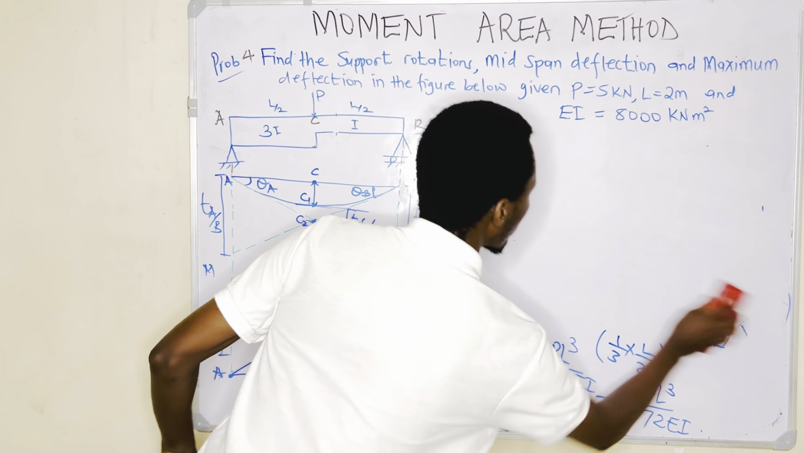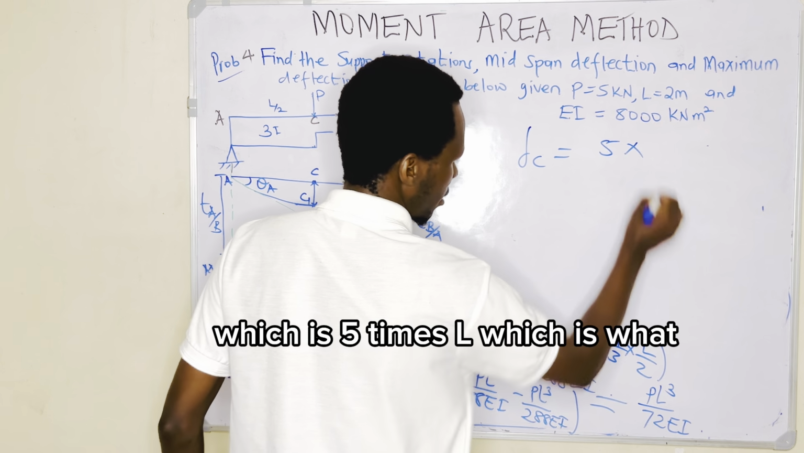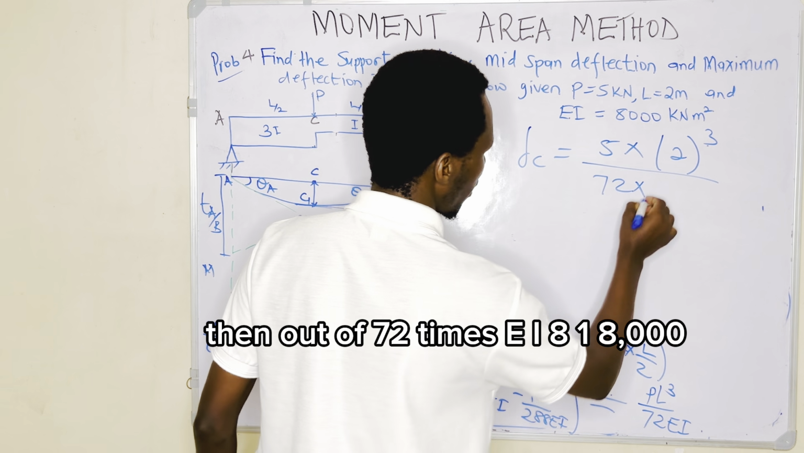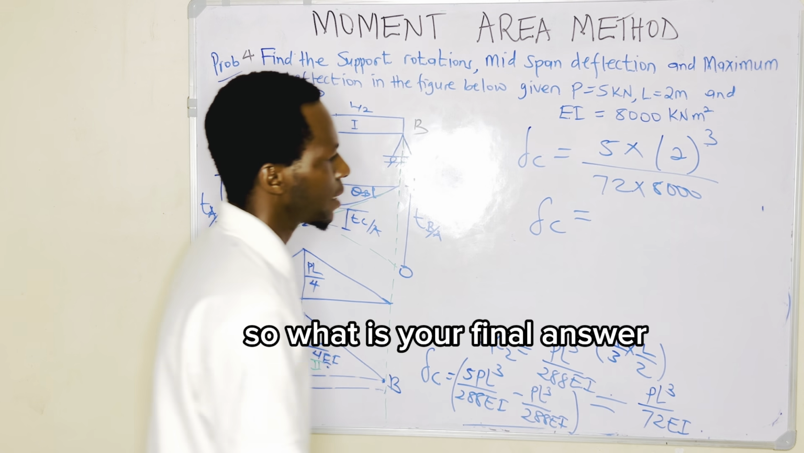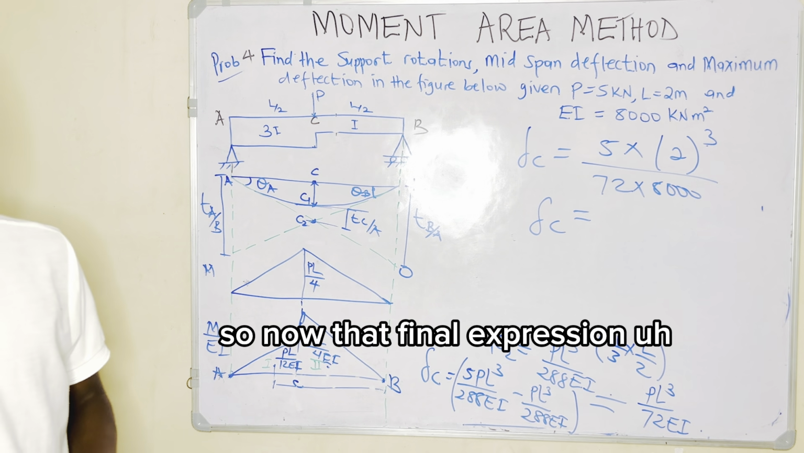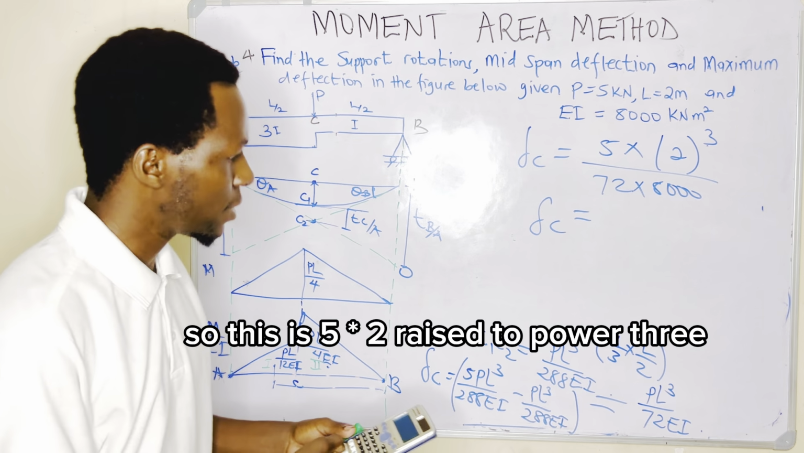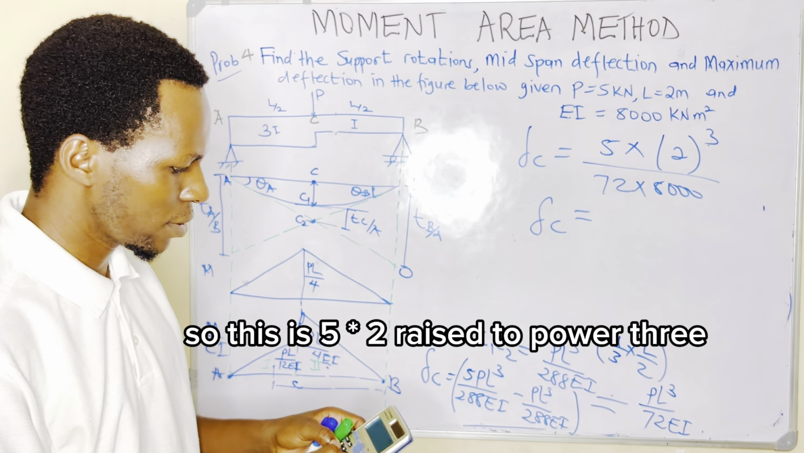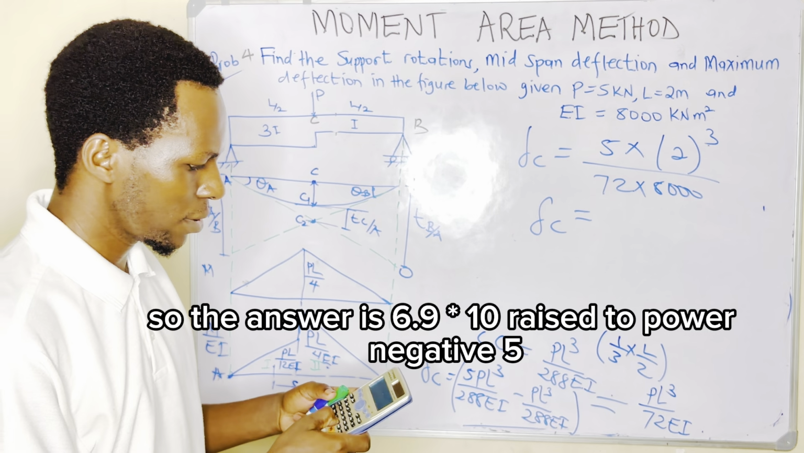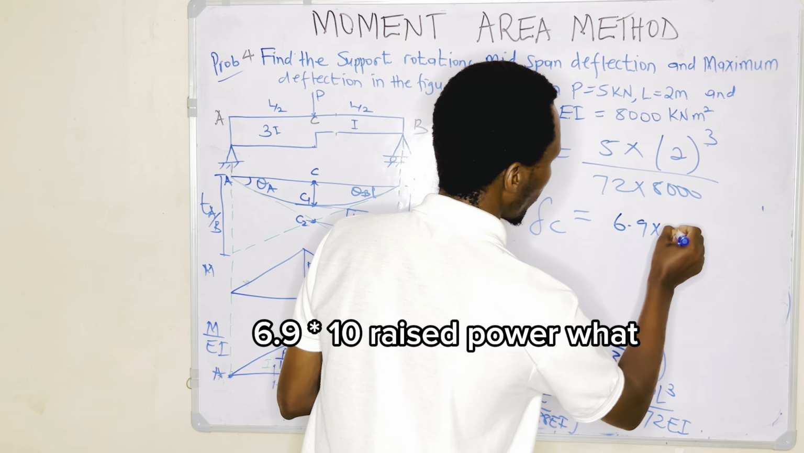Okay. So finally, deflection at C is going to give us P, which is 5, times L, which is what? 2, but cubed. Then out of 72 times EI, which is 8,000. So what is your final answer? If you press your calculator carefully, what are you supposed to get? So now, that final expression, let me just have my calculator, then we press it together. So this is 5 times 2 raised to power 3, then divide this by 72 times 8 thousand. Okay? So the answer is 6.9 times 10 raised to power negative 5. 6.9 times 10 raised to power negative 5.